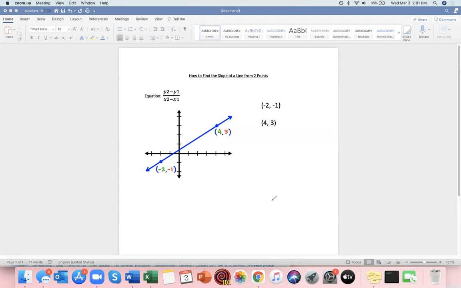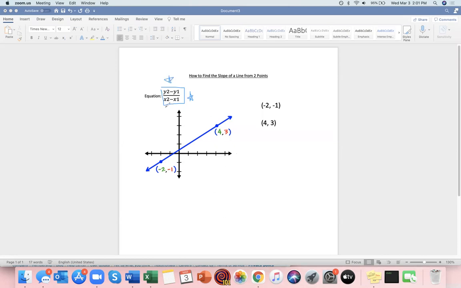Hi guys, my name is Roshana Kristanova, and today we'll be going over how to find the slope of a line from 2 points. The equation that you want to familiarize yourself with is y2 minus y1 over x2 minus x1. This is the most important equation that you need to know to find the slope.